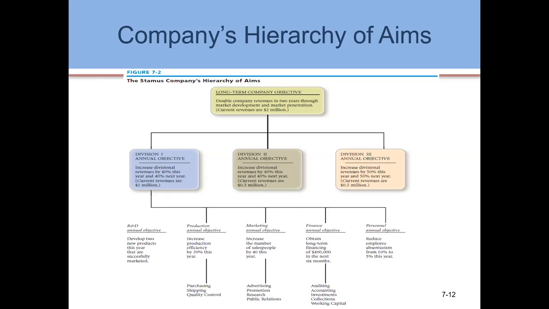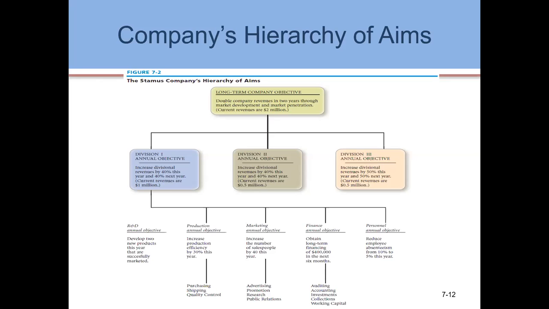Division 2 is thinking in their own terms, and the division 2 annual objective would be to increase divisional revenue by 40% this year and 40% next year. The current revenue they are calculating is 0.5 million. The division 3 annual objective would be to increase divisional revenue by 50% this year and 50% next year, and the current revenues are 0.5 million again. Combining these three would give the cumulative result of the long-term company objectives, which we have discussed earlier.